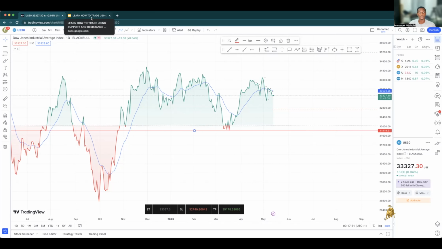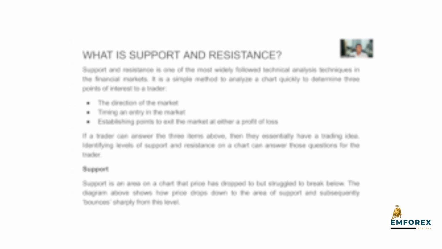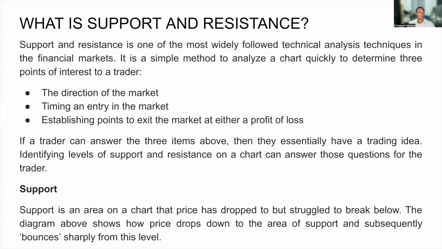Let me give you a short note on what support and resistance is. We can take support and resistance like a floor and ceiling. The floor being the support, while the ceiling being the resistance. What's support and resistance? Support and resistance is one of the most widely followed technical analysis techniques in the financial markets. It is a simple method to analyze a chart quickly to determine 3 points of interest to a trader.